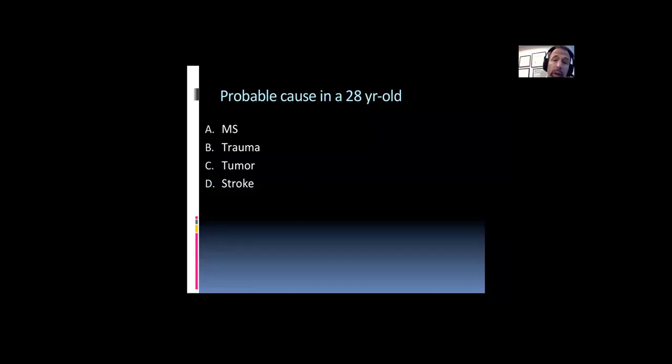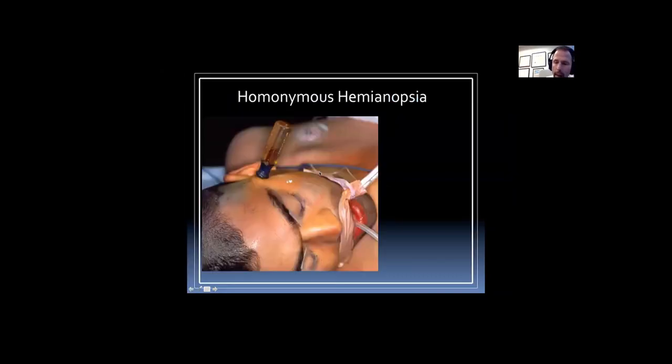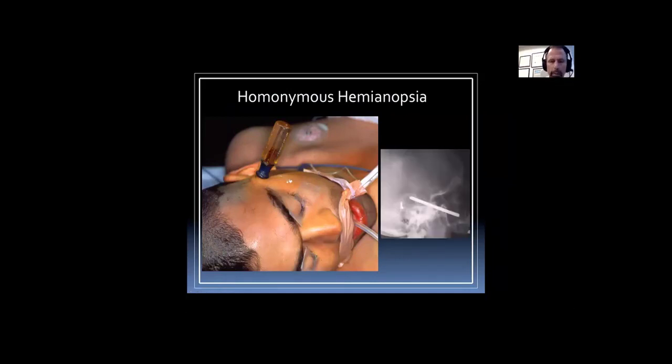Tumor can definitely do it, but tumors in 28-year-olds aren't that common, and strokes can do it too, also not that common in a 28-year-old, but certainly could do it. In this case, the problem was trauma, a screwdriver in this case. Long story, it was a Phillips head screwdriver, in case you were wondering.